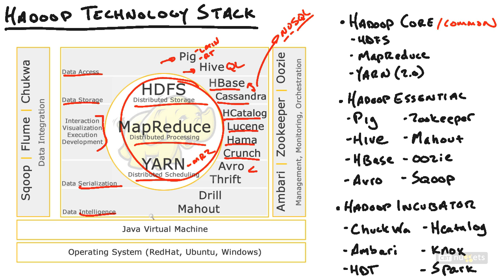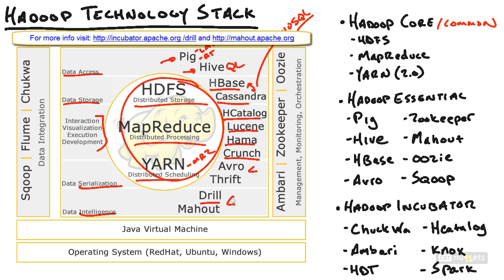We also have data intelligence in the form of Drill and Mahout. Drill is actually an incubator project that currently, as the name implies, is designed to do interactive analysis on nested data. See that, drill down into it to get closer and closer to the details.